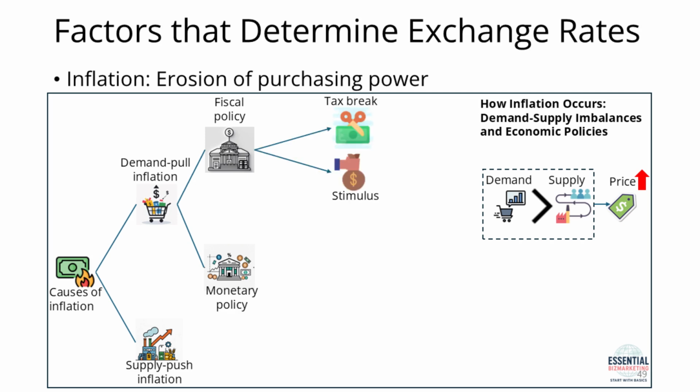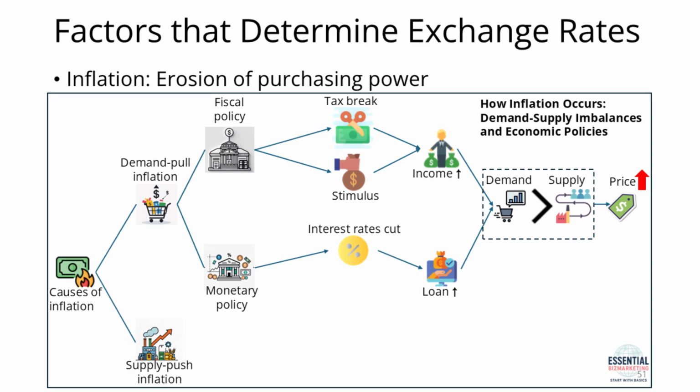Let's look at how fiscal policy can trigger inflation. Two common tools are tax cuts and direct stimulus spending. These policies increase purchasing power and lay the groundwork for rising demand. Now let's see what happens after fiscal stimulus takes effect. Tax breaks and government spending increase household income, boosting consumption. This rise in demand drives prices higher, fueling demand-pull inflation.